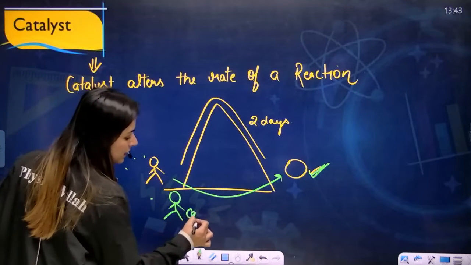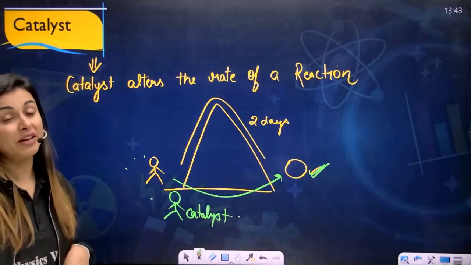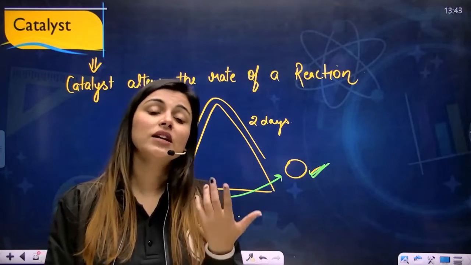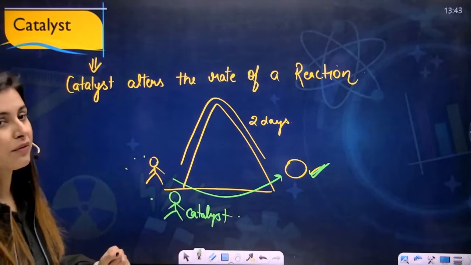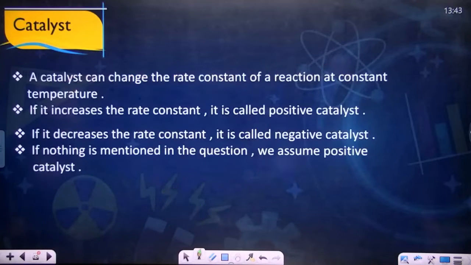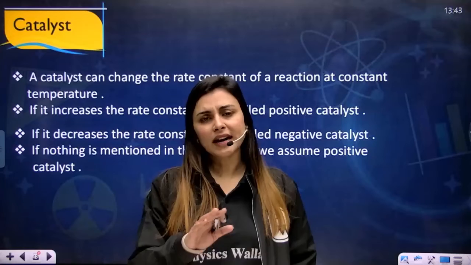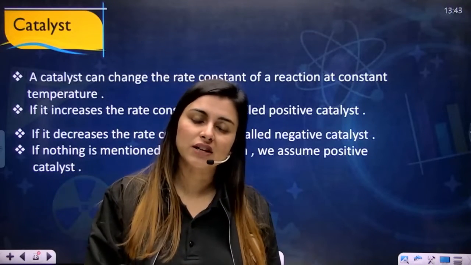So he is your catalyst here. He has helped you reach the destination faster. So this is what happens in a chemical reaction. This is what a catalyst does. I hope you're clear with the catalyst concept. Now let's read a few pointers about it. A catalyst can change the rate constant of a reaction at constant temperature. Now it will change the rate constant, and eventually the rate of the reaction will change.